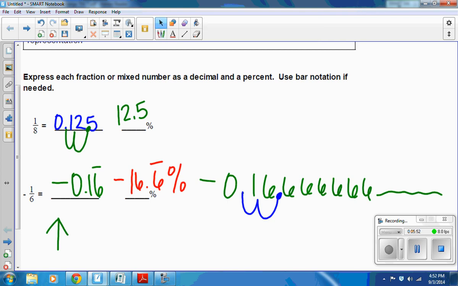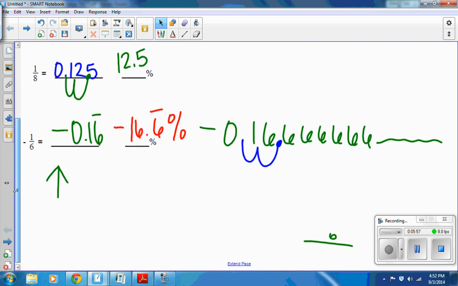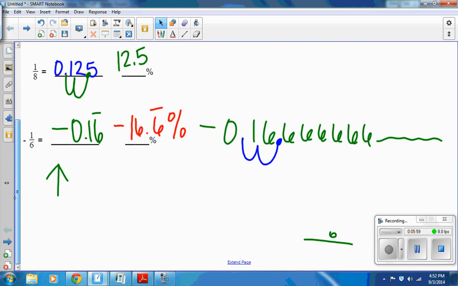Yes, you can have a negative percent. It's called a loss. Okay? My checking account looks like a loss most months. All right, I'm going to try to pause the video again.